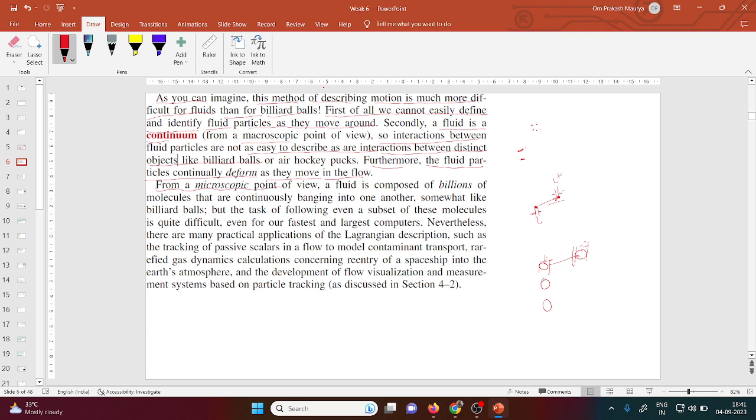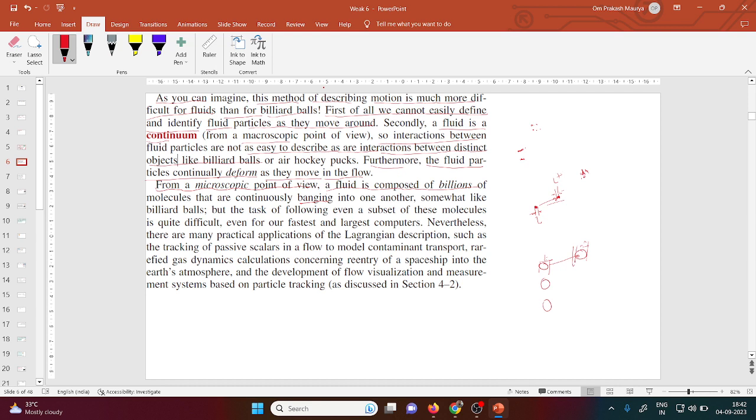From a macroscopic point of view, what is written? A fluid is a continuum. But in the case of the microscopic point of view, what is written? A fluid is composed of billions of molecules that are continuously banging. Banging means colliding or striking, continuously striking one another. If you see the fluid under a microscope, you will see each fluid particle colliding with each other.